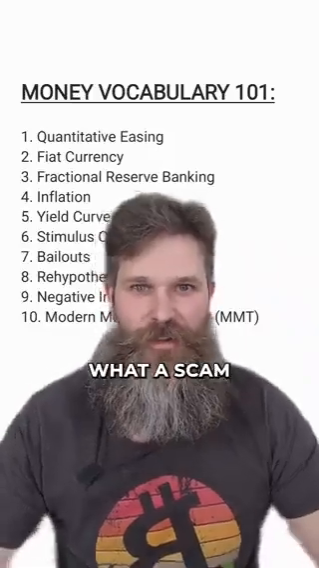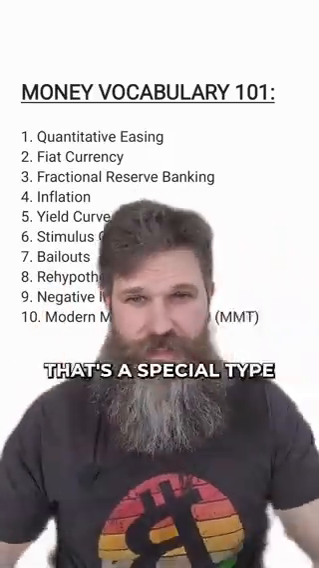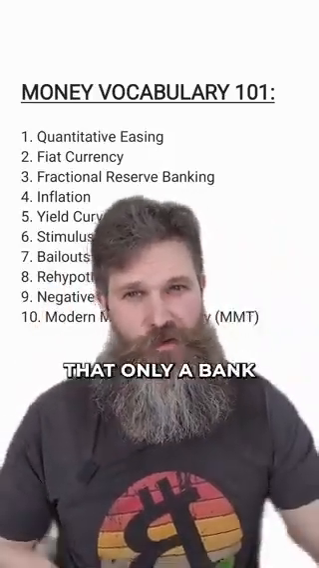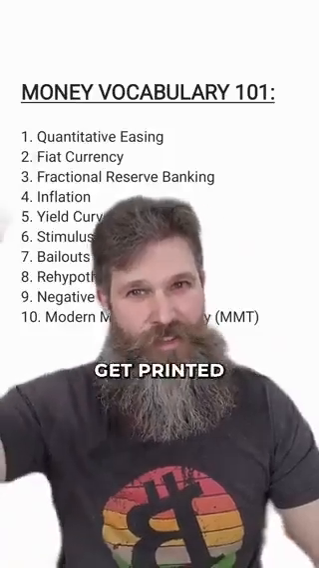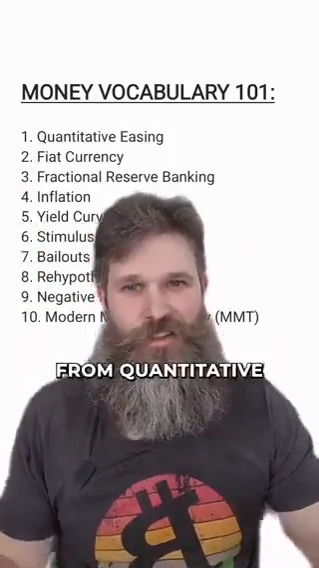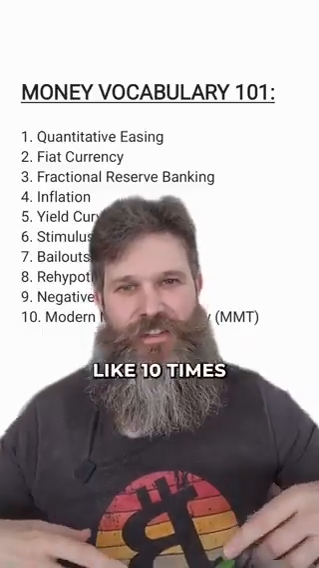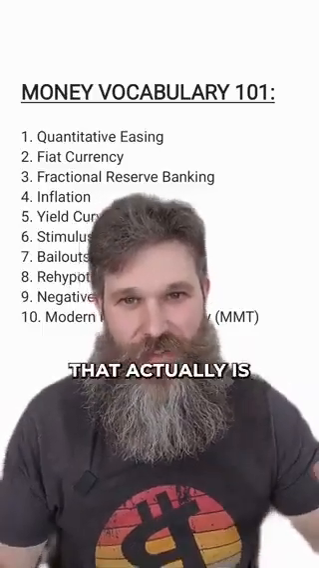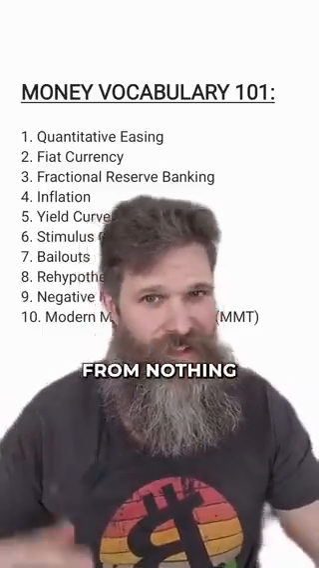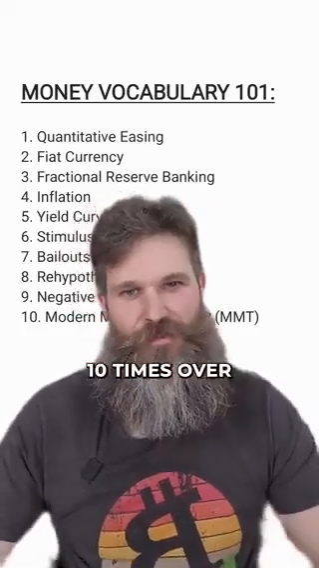What a scam! Rehypothecation. That's a special type of money magic that only a bank gets to do. When they get printed trillions of dollars from quantitative easing, they get to rehypothecate that and actually make that count as like 10 times the amount of money it actually is. So not only do they get money from nothing, they get to rehypothecate it 10 times over.